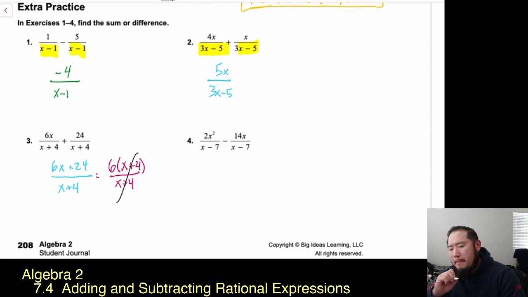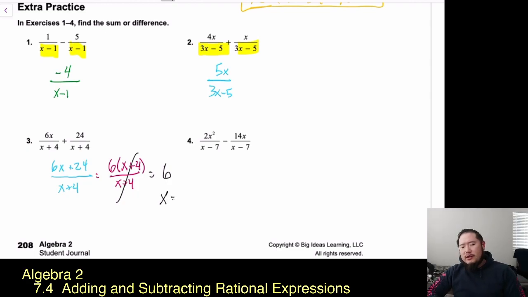But think about what we just learned in 7.3. Look at your answer. I had a denominator there, but that's no longer there anymore. So that means that I have a restriction. And so part of your answer is that x cannot equal negative 4. So both of these combined will end up getting you your answer.